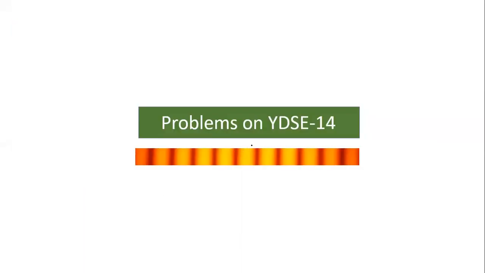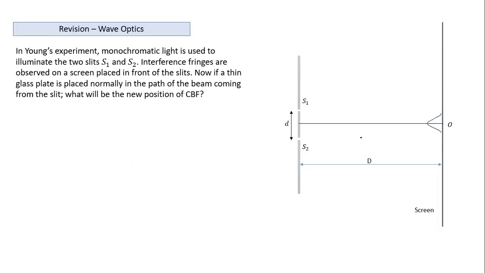So let's move on to problem number 14 on YDSE, and this one is based on optical path, which we have just done before this. So this is the typical YDSE setup, two slits S1 and S2, and we know the central bright fringe will form at a point which lies on the perpendicular bisector of the slits. Now we make some change here.